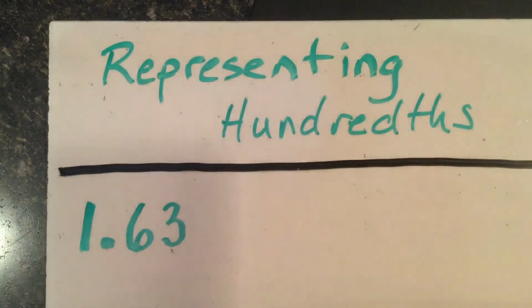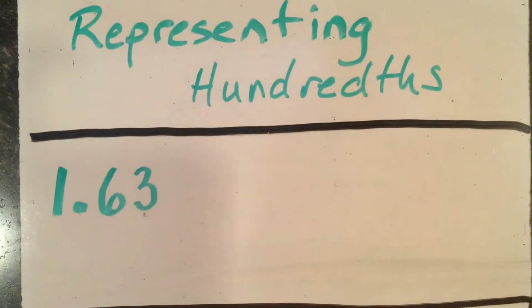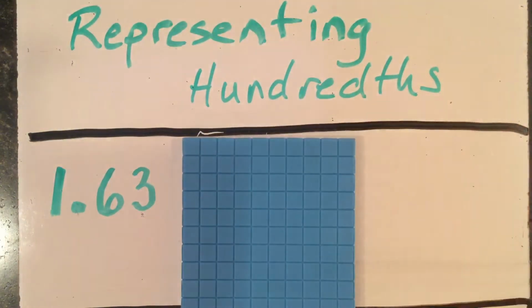Quick review though, when dealing with percents, we need to remember how to represent things out of 100, because percent means parts per 100. So if we were going to try to model a decimal of 1.63, one way to do that would be to use base 10 or base 100 blocks.